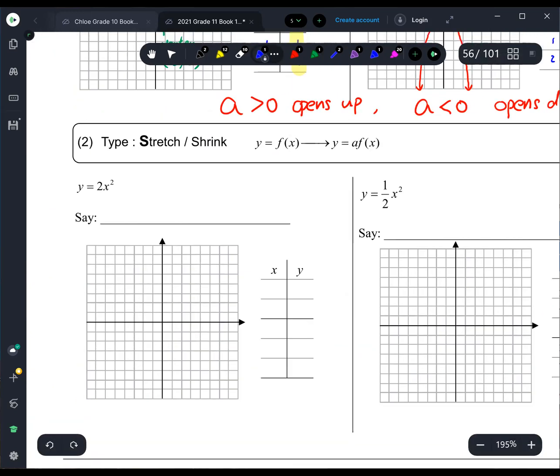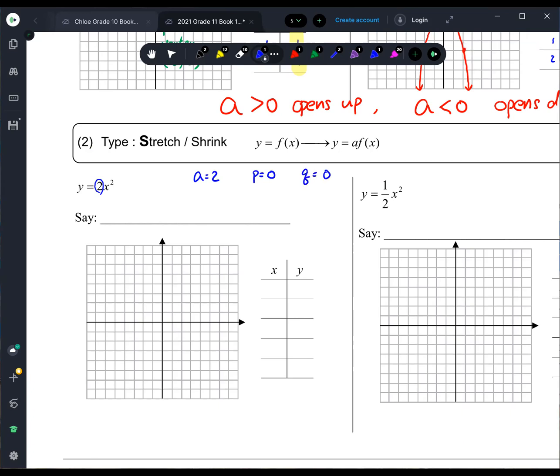So here we choose a number that's 2. Okay, we'll write it down. A equal to 2. P is still 0 because there's no bracket. Q is still 0 because nothing after the square. Okay, when you get a question, make sure you write down A, P, Q right away. So if that happens, let's find out what it would do to the graph.